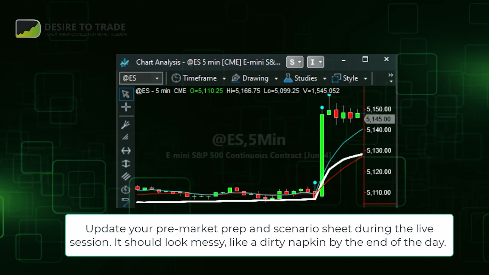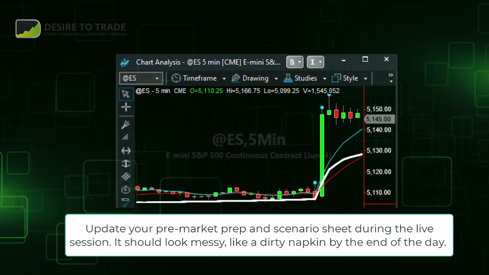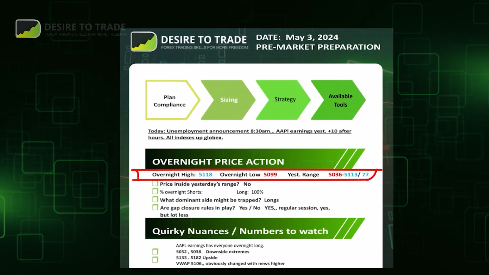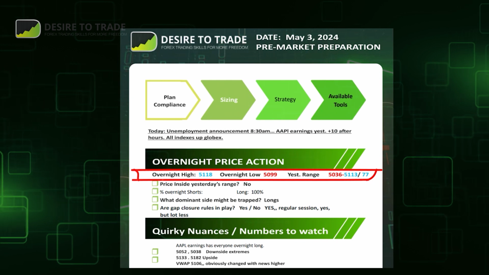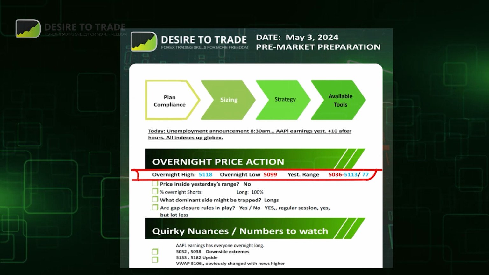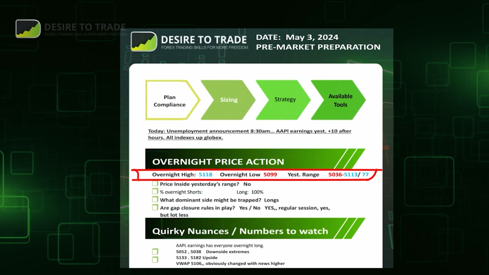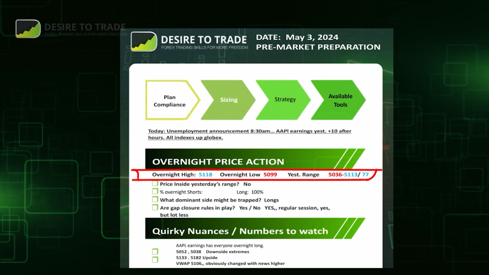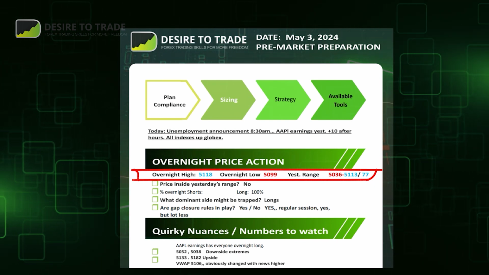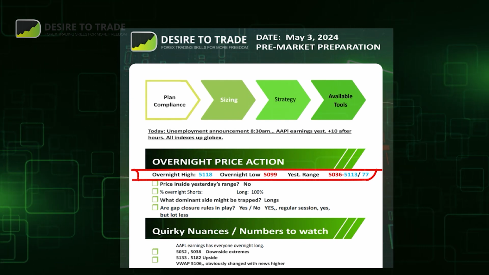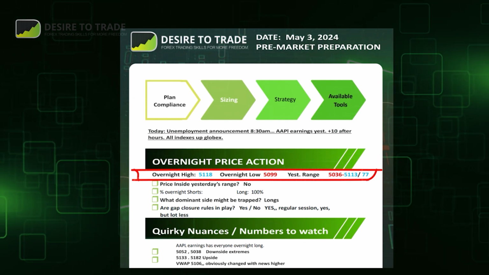All right. So let's go over my pre-market prep. Overnight high, 51.19. It blew that away. So for those retailers who play the overnight high, who say, I'm going to play the breakout of the overnight high, there you go. There's your 51.18. So they're in good shape. The overnight low, it pulled back right at the news and just held it and didn't worry about it. Yesterday's range is now blown out.